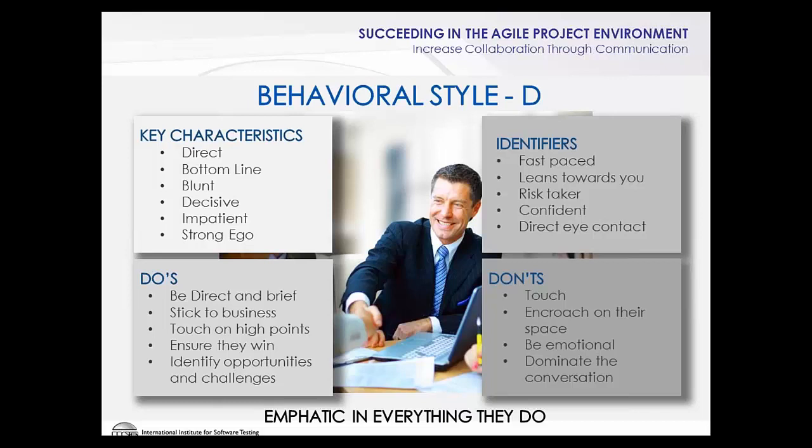A D wants to know things like, what does it cost? Who else is using this? How much will this increase my effectiveness? They tend to ask what questions. Ds also make decisions on facts, not emotions. And so the other two styles that are more relationship-based, the I and the S, really need to avoid being emotional with the D. That's where one of the pitfalls can be.